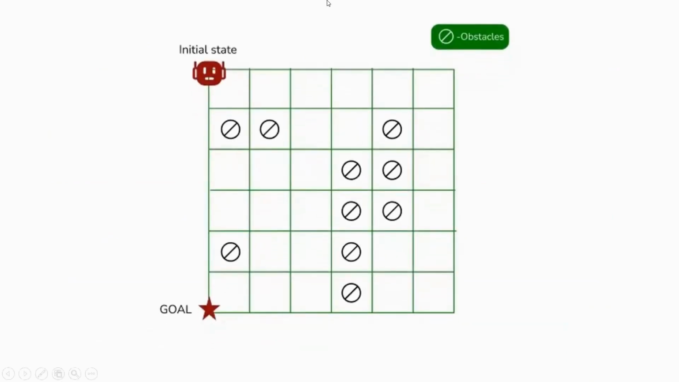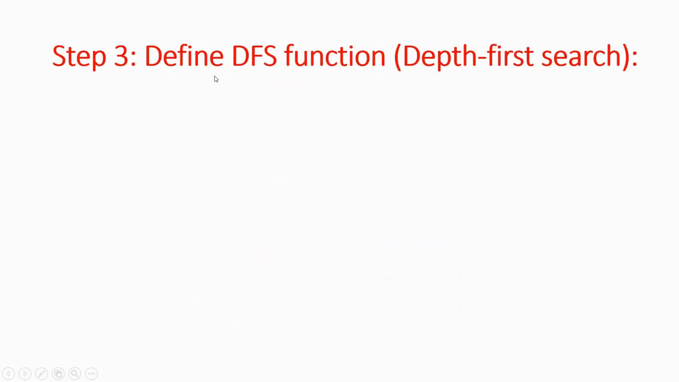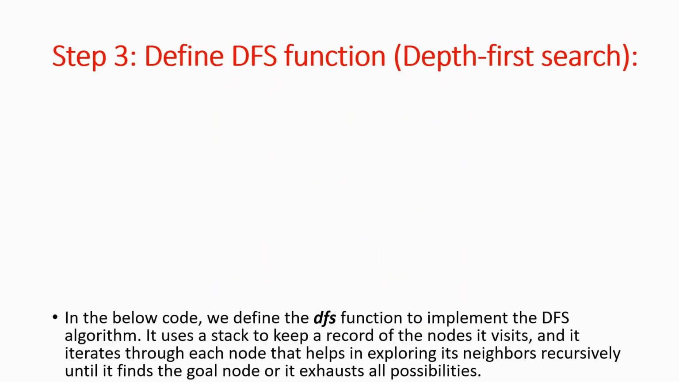So this is the robot I have to show. We have the 0, 0 state here, and we want to reach the final state here, 5, 5, right? So we have to reach the goal of 0, 5. If we start from the initial state right here. Step three, define the DFS function here.